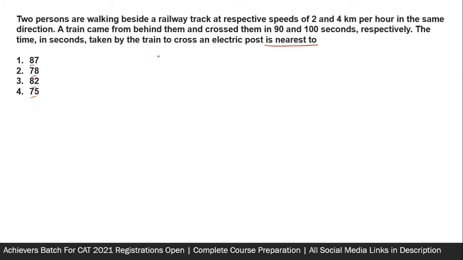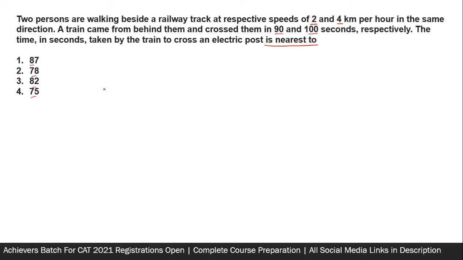Now, with this kind of question, the numbers are going to be like 87 or 78 or 82 or 75. So most probably the answer is an approximation, which implies that there could be quite a bit of calculation, and you can see it coming. As you can see, the speed is in kilometer per hour as small as 2 and 4, but the time is in seconds, 90 and 100. All right, let's get to it.